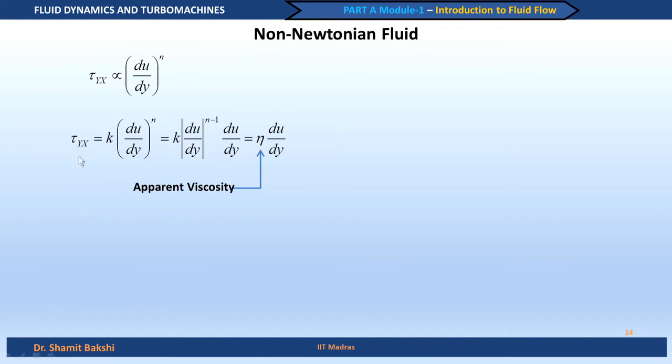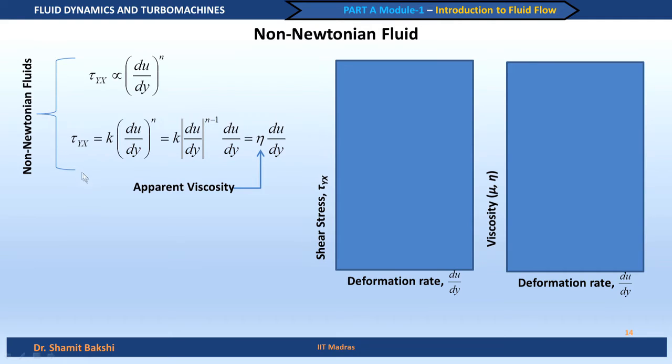Now, we did this so that we can get an expression similar to the Newtonian fluid, but with a difference that now we are talking about apparent viscosity, which is dependent on the strain rate. This class of fluids, as we have already introduced, are called non-Newtonian fluids. Let us look at how the shear stress varies with the deformation rate in the case of a non-Newtonian as well as a Newtonian fluid, and how the viscosity changes with the deformation rate.